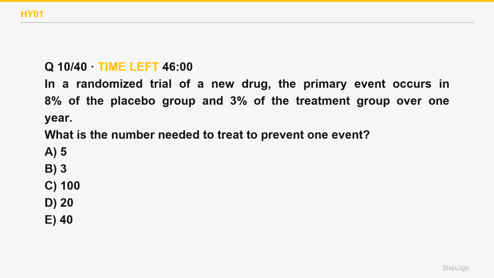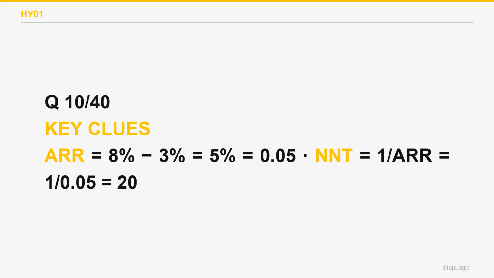What is the number needed to treat to prevent one event? In a randomized trial of a new drug, the primary event occurs in 8% of the placebo group and 3% of the treatment group over 1 year. Read the command, number needed to treat. Find the absolute risk reduction first, then take its reciprocal. Number needed to treat is the reciprocal of the absolute risk reduction.